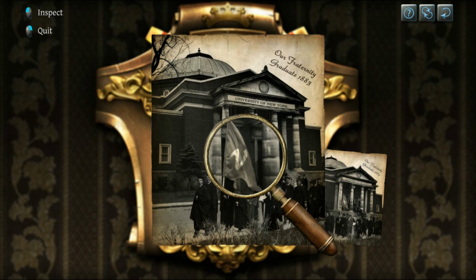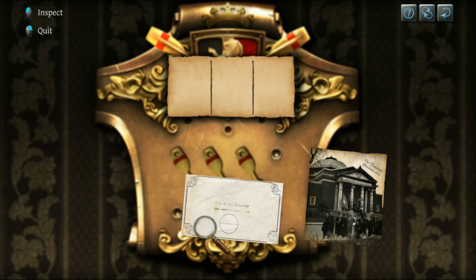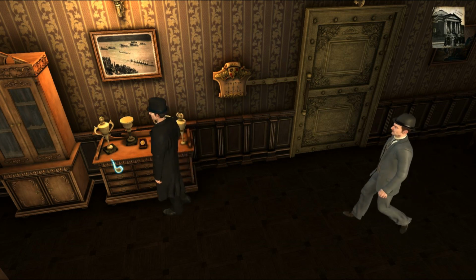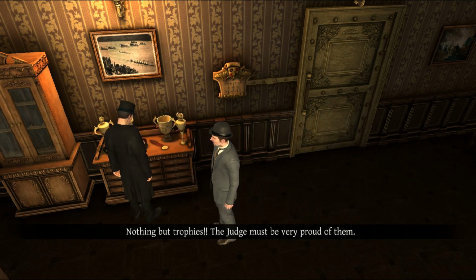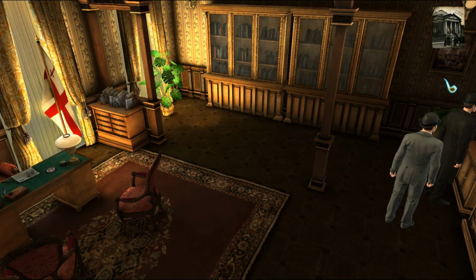Oh, which is that one? Oh, I don't know. Certainly. This pi. So pi is that pi. I am missing... Right, so we need to go and find another Greek letter somewhere. Nothing but trophies. The judge must be very proud of them. There must be another one then.